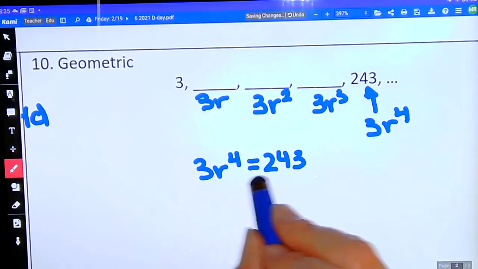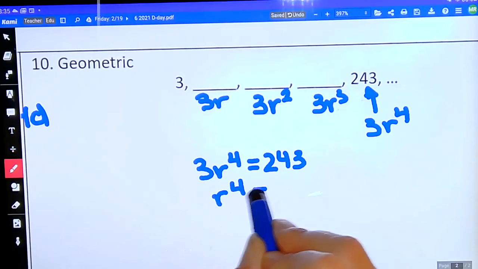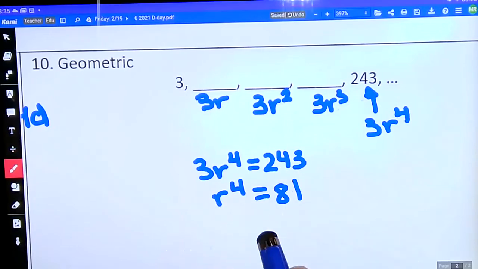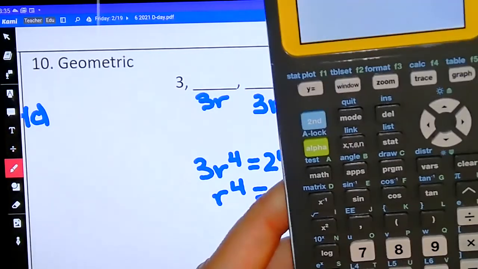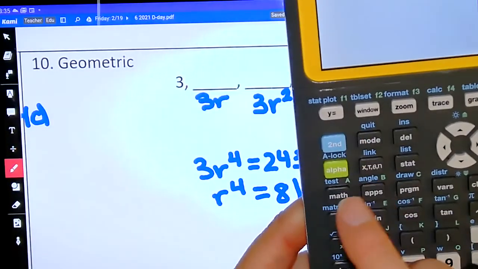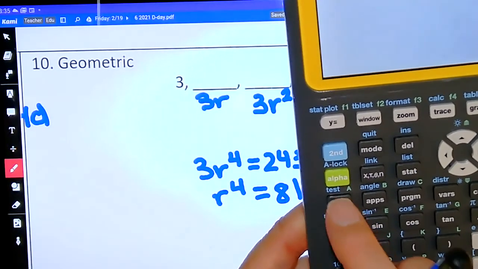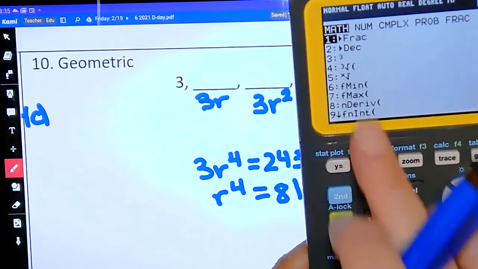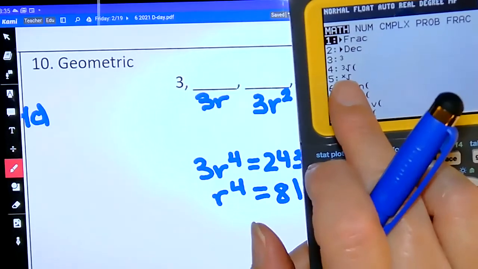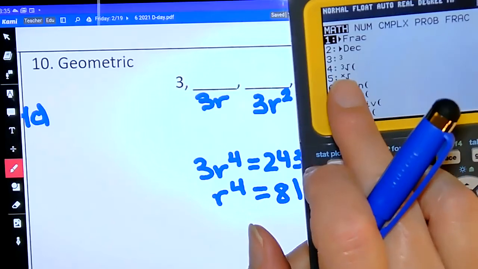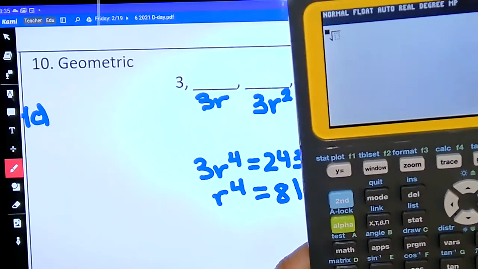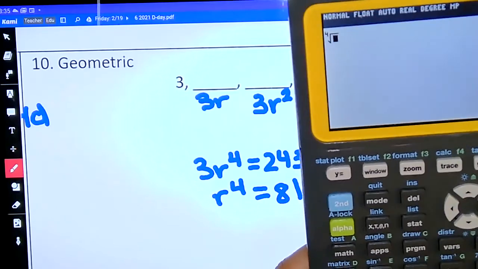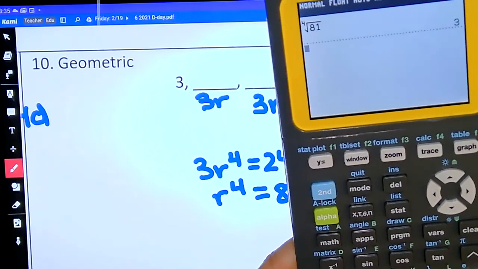To solve this, I divide both sides by 3. When I divide this by 3, I get 81. And then on my calculator, I can take the 4th root of 81. To take the 4th root of 81, I hit the math button. Number 4 takes cube roots. Number 5 takes any root. So I'm going to do 5, and I want the 4th root of 81. And when I do that, I get a 3.